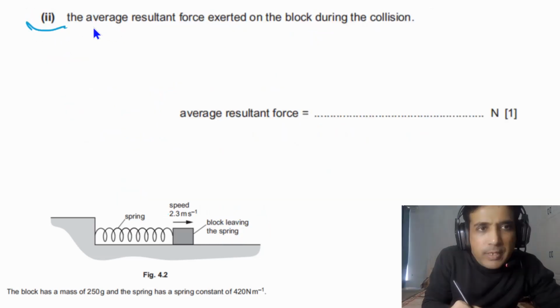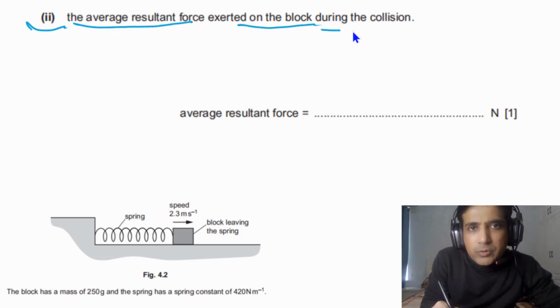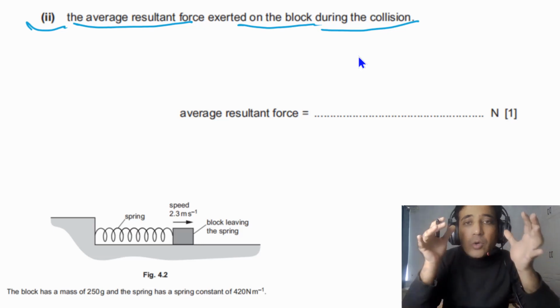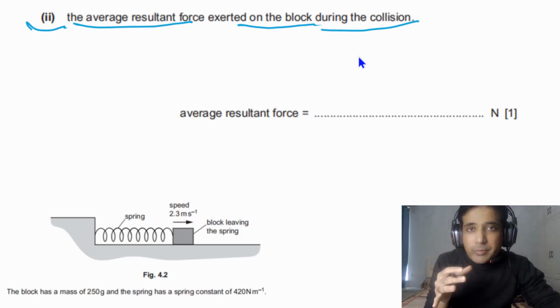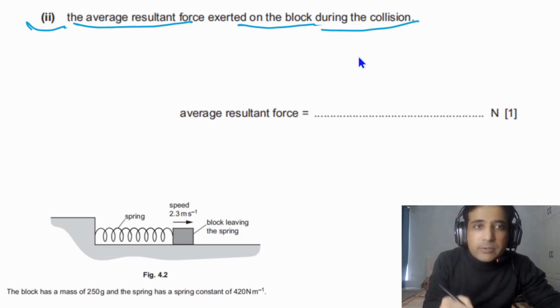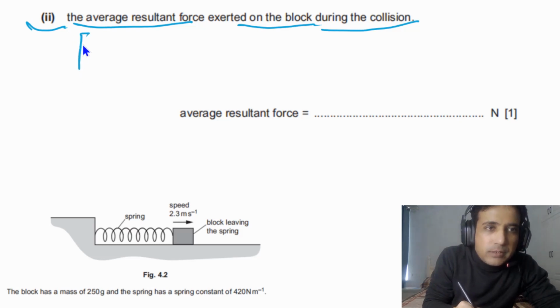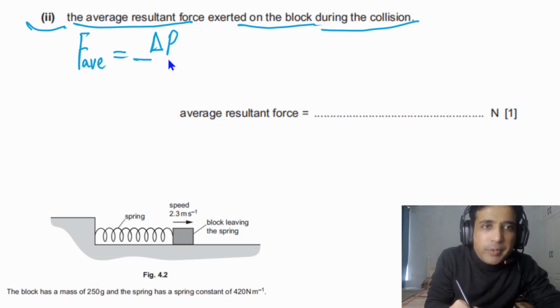For the second part, we need to calculate the average resultant force exerted on the block during the collision. We have already calculated the change in momentum and the time of impact is given to us. So simply we can say in this case, the average resultant force exerted on the block will be equal to the change in momentum divided by the time of impact.